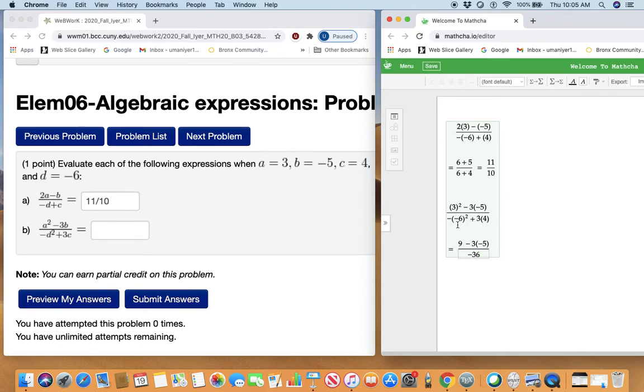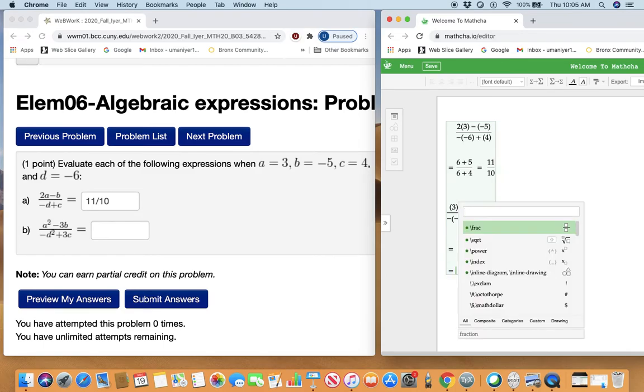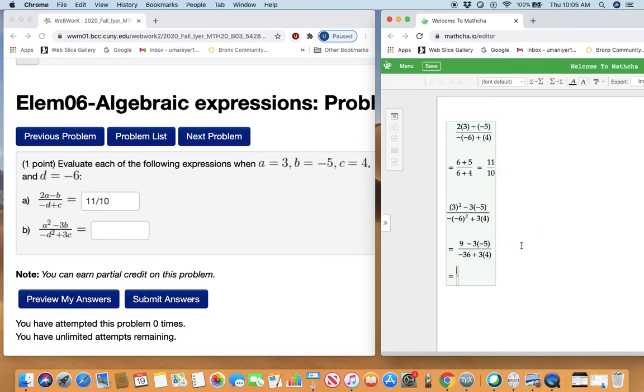So I hope this is clear. This negative squares and you get a positive there, but the outside negative is still here. Plus 3, 4. That is my fraction. Numerator is 9 minus 3 times -5. So you have two negatives essentially. Plus 3 times 5 is a 15. Denominator is -36 plus 3 times 4 is a 12.